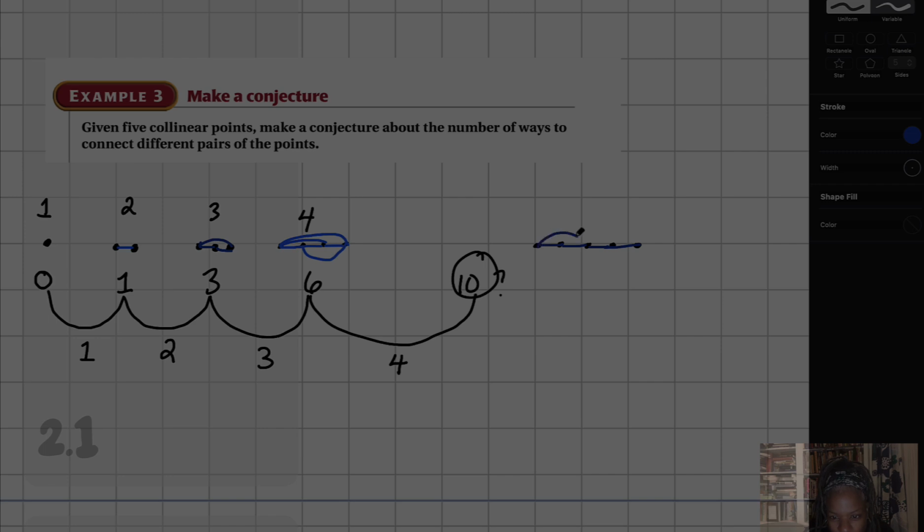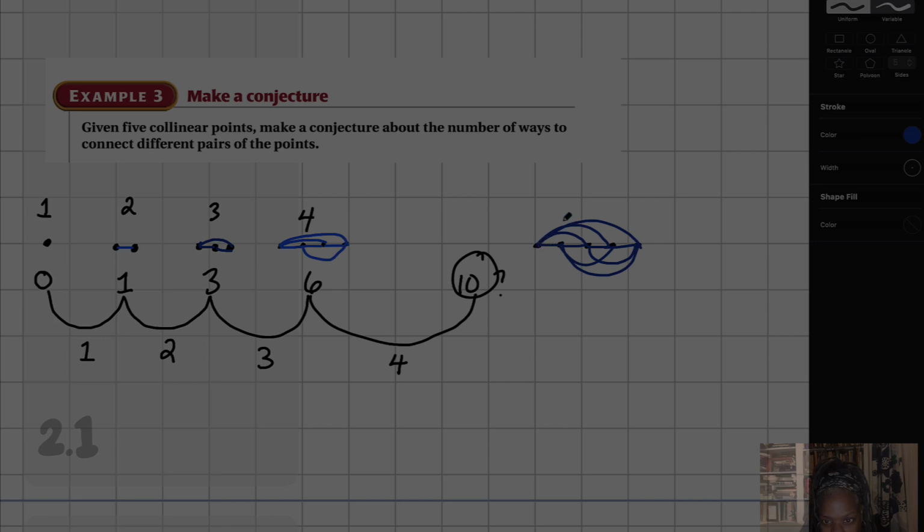And then we've got 5, and then 6, and then 7. This guy is already connected to this one. So then we have 8 and 9. And is there another one? This guy never got connected to this guy, so that's 10. Are there any other connections that weren't made between points?